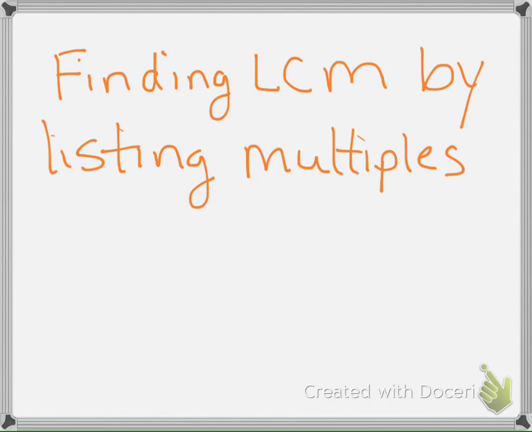Today we're going to look at finding the least common multiple by listing multiples. So the least common multiple is the smallest positive number that is a multiple of two or more numbers. Sometimes it's called the lowest common multiple, and it can be abbreviated as LCM, which I did there on the whiteboard to save some space.